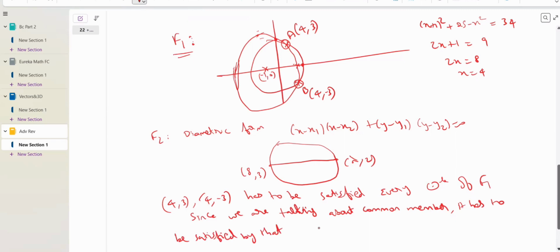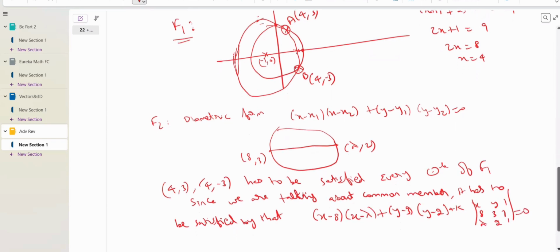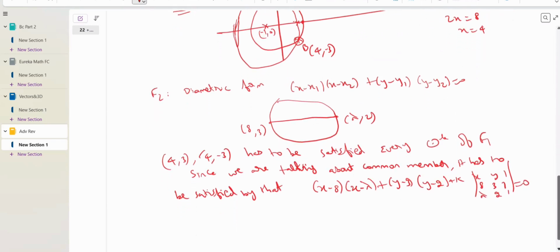Okay, so now let me substitute it. So remember, (x minus 8) into (x minus lambda) plus (y minus 3) into (y minus 2) plus k times the determinant with rows x, y, 1; 8, 3, 1; and lambda, 2, 1, equal to 0. So I'm going to substitute 4 comma 3 and 4 comma minus 3 on that.